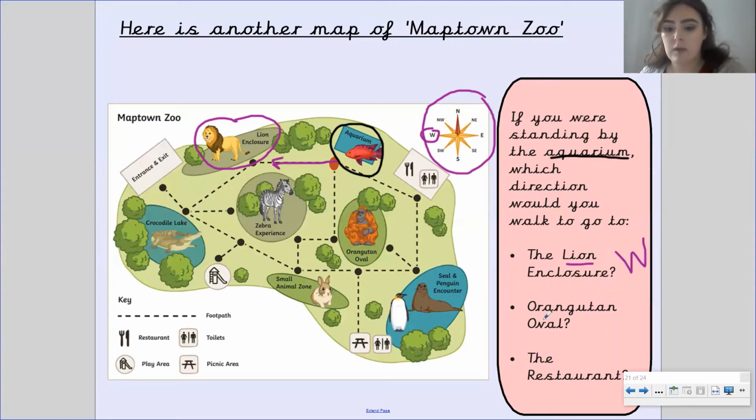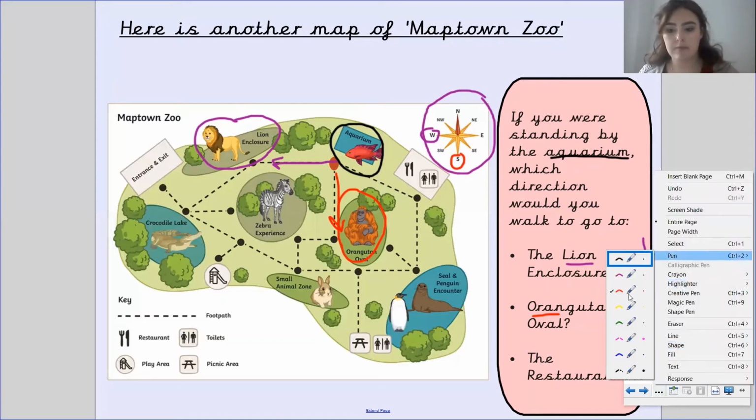Okay, let's have a look at the next one, the orangutan oval. So here is my orangutan oval, and here is my aquarium. So I need to get from the aquarium to the orangutan oval. What direction will I be going in? Pause the video to have a think. Well done. So I'm going to be going down this way, which means I am walking south. So to get to the orangutan oval, I'll be walking south.